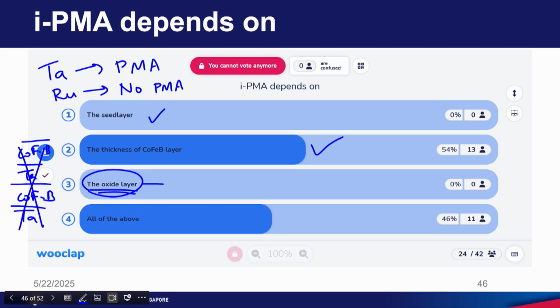So you need a tantalum or some suitable seed layer, and you need a thin cobalt iron boron. This is important. You also need magnesium oxide. All these three layers play an important role. So the correct answer is 4.